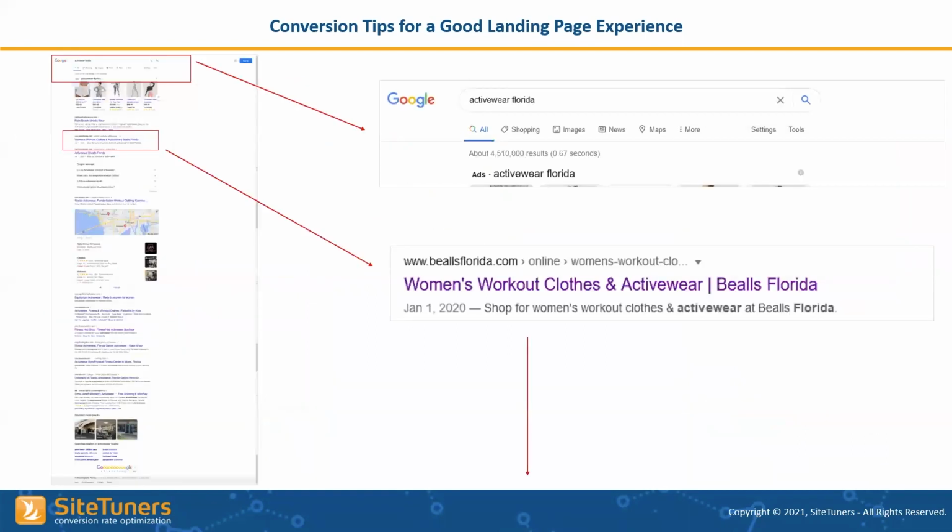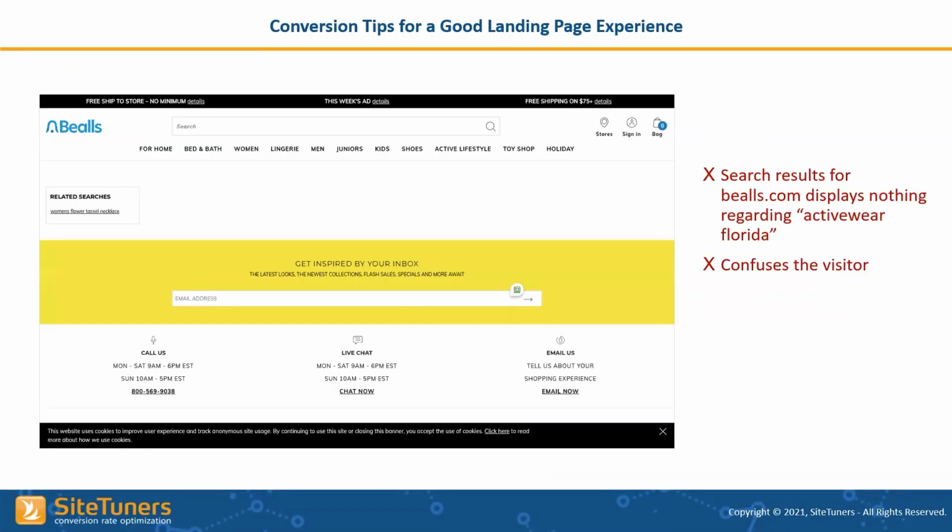Okay. Here's another example, activewear in Florida, searching for activewear in Florida. And I never pronounce this right. I gather it's Bells, although to me that's pronounced Beals, the way it's spelled, but apparently it's Bells, Florida. So this is a real thing. That took me to this, okay? This, talk about not a good landing page experience.